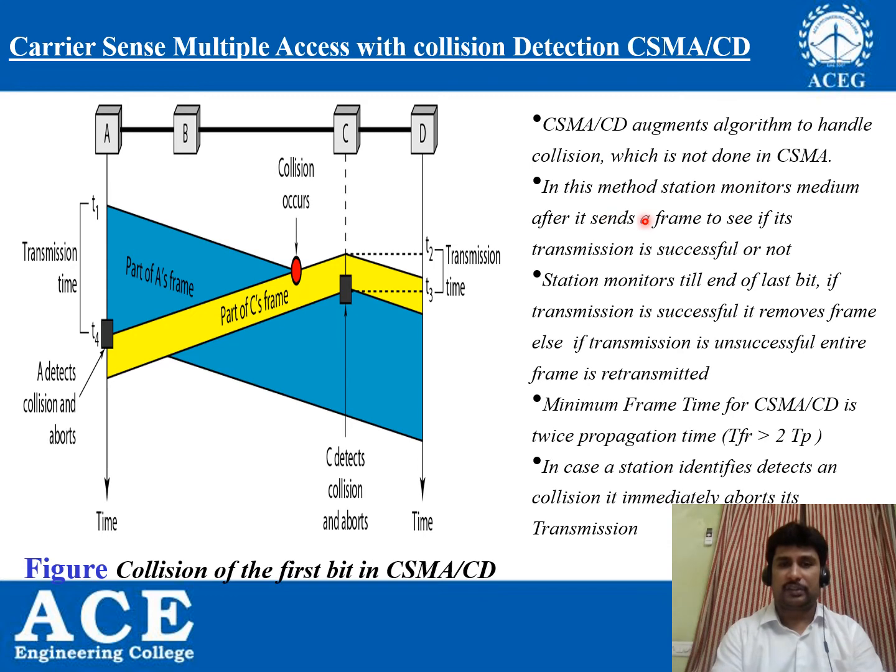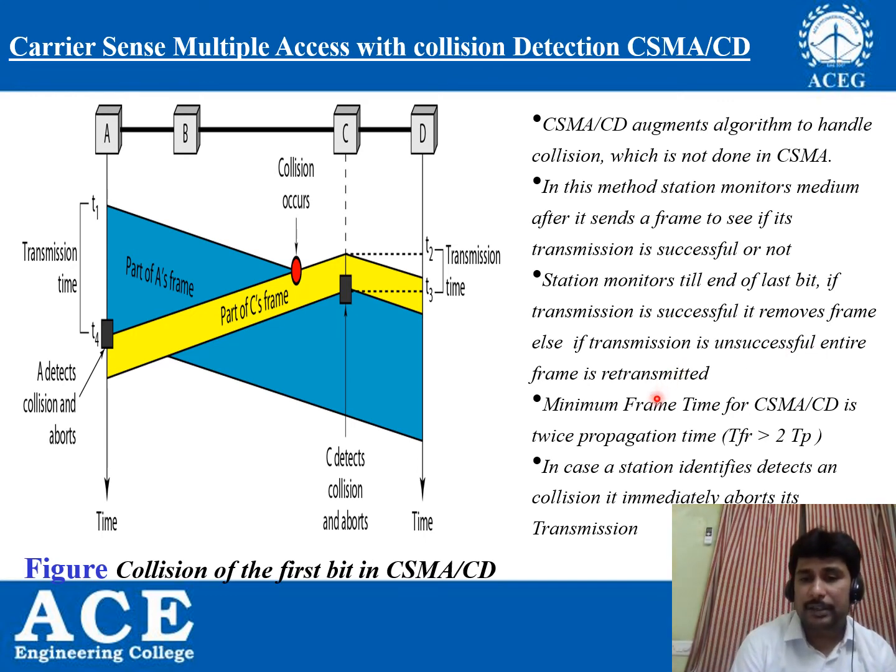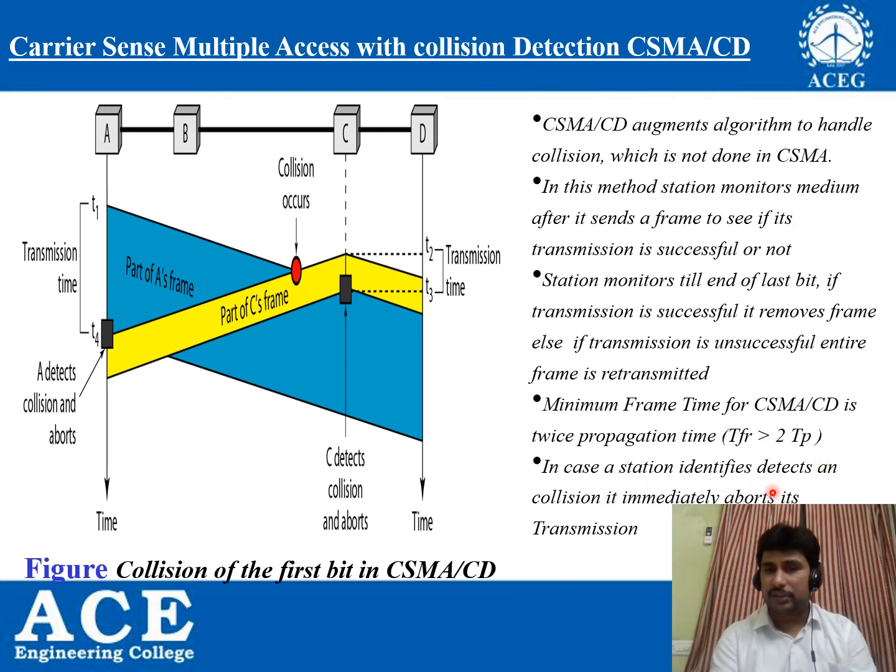In this method, the station monitors the medium after it sends a frame to see if the transmission is successful or a collision occurred. The station monitors till the end of the last bit. If the transmission is successful, it removes the frame. Otherwise, if the transmission is unsuccessful and it finds a collision, it will retransmit the entire frame. The minimum frame time for carrier sense multiple access with collision detection is twice the propagation time. In case a station detects a collision, it immediately aborts its transmission.